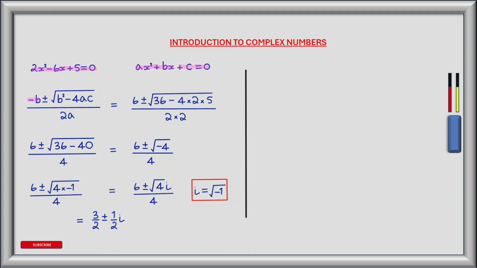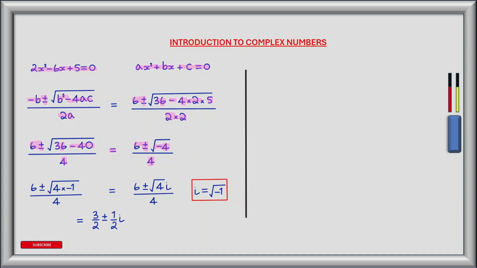So the formula is minus b plus or minus the square root of b squared minus 4ac, all divided by 2a. Substituting in for a, b and c, we have 6 plus or minus the square root of 36 minus 4 multiplied by 2 multiplied by 5, all divided by 2 multiplied by 2. Simplifying this, we have 6 plus or minus the square root of 36 minus 40 divided by 4, which gives 6 plus or minus the square root of minus 4 divided by 4.